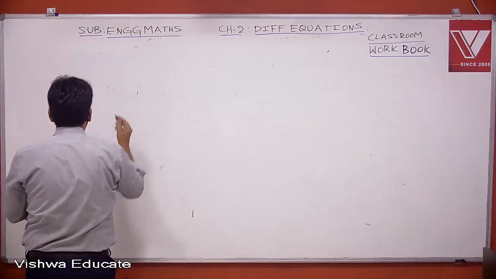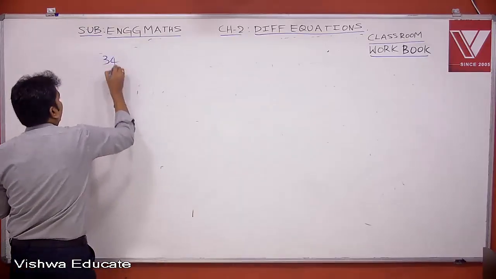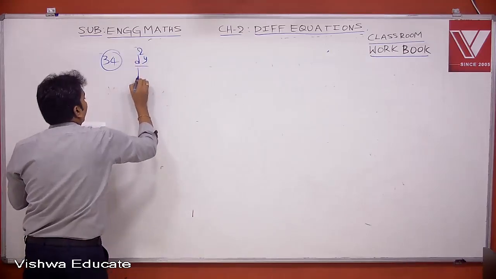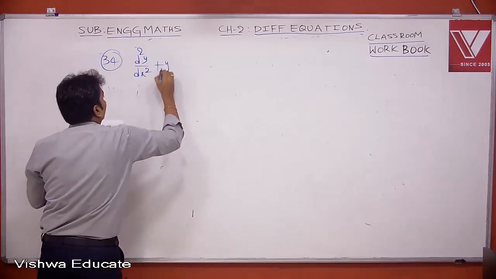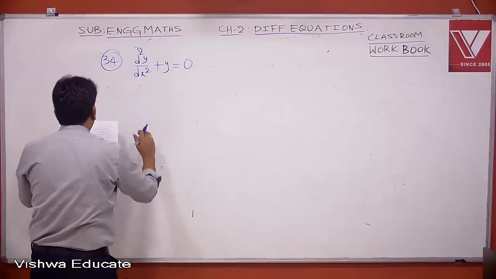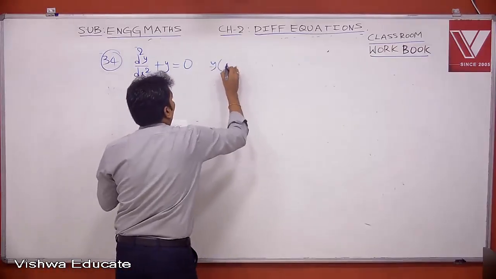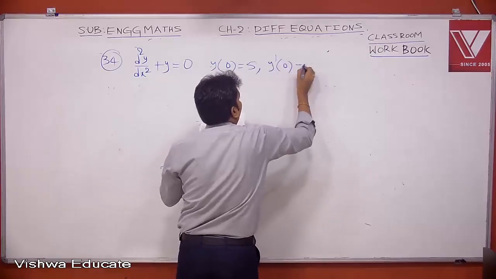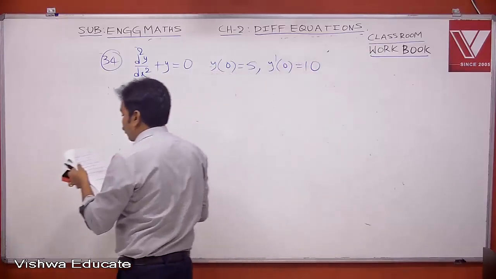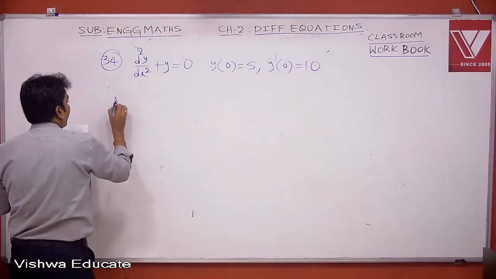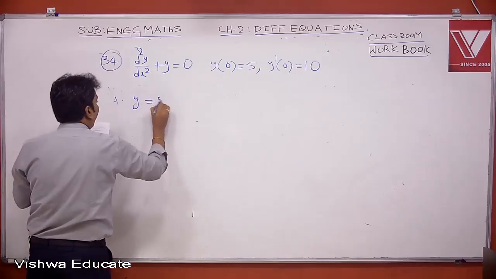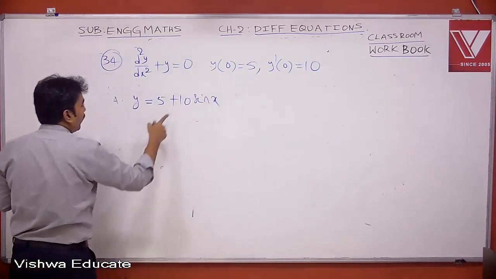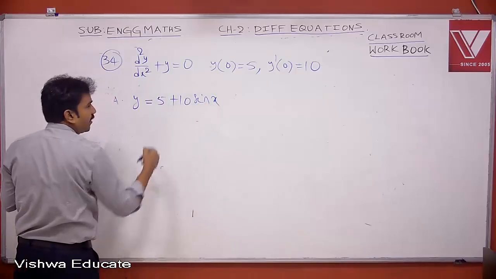What is the equation? It is question number 34. The equation is d square y by dx square plus y equal to 0. The boundary conditions are y of 0 equal to 5 and y dash of 0 equal to 10. So particular solutions are given. In option A, y equal to 5 plus 10 sin x. When you replace x by 0, we get 5.